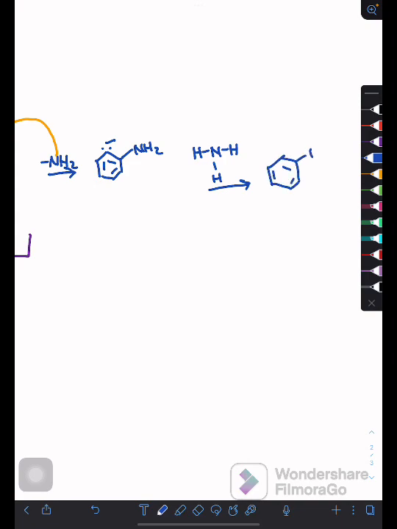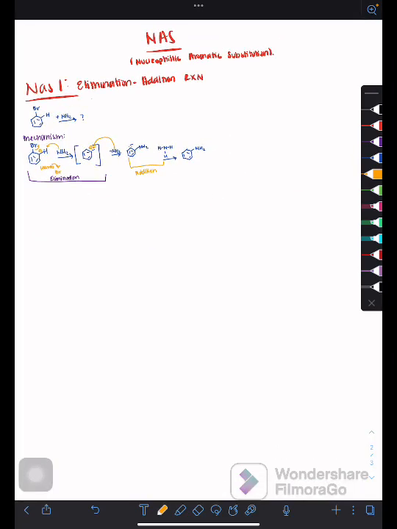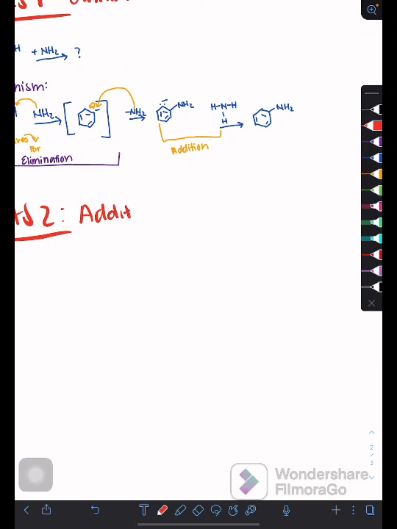of this. And then this part right here is addition. So that's why it's called the elimination, because you have that there, the addition there, reaction. And then for NAS2, it's the opposite, basically. So it's addition, elimination, reaction.